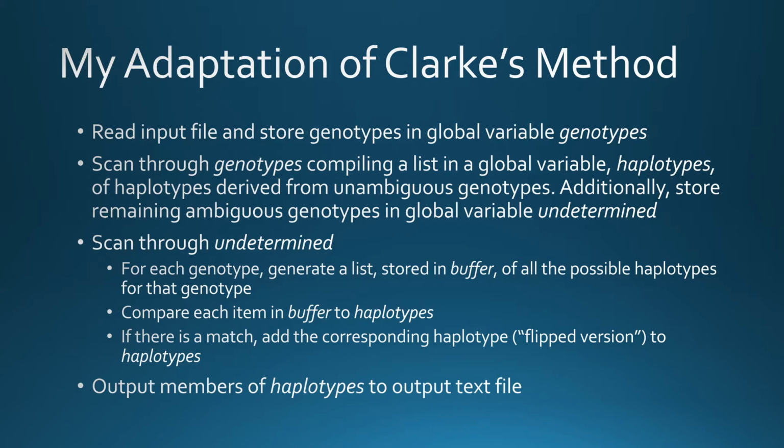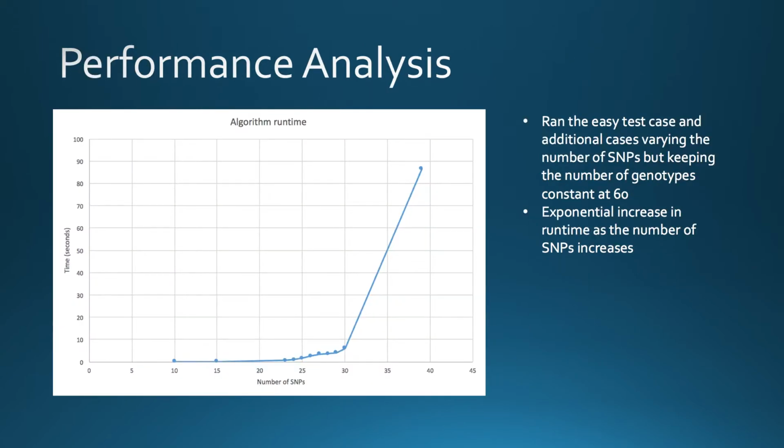And then we compare each item in buffer that we just generated to our current list of haplotypes, and if there's a match, we add the corresponding haplotype, like the flipped version of the match, to the building list of haplotypes. And so after we've scanned through undetermined, we output all the members of haplotypes to an output text file, and that is the end of my algorithm.